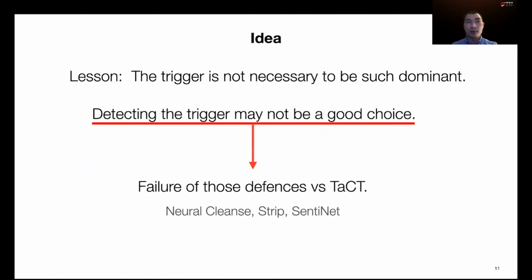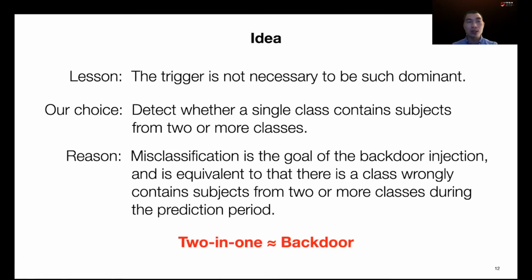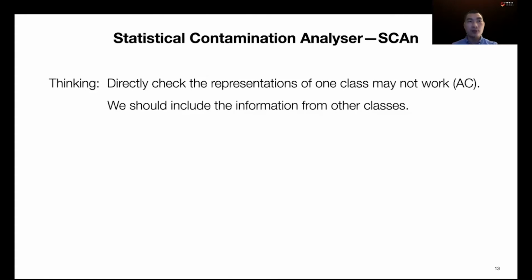We think: what is the fundamental characteristic that backdoor attacks have and that will not change among various attacking methods? Our answer is the goal of the backdoor attacks. The purpose of adversaries launching a backdoor attack is to mislead the neural network to misclassify their manipulated inputs as what they desire, which results in subjects from two or more classes being in the target class during prediction time, what we call the 2-in-1 property. Based on the idea of checking the 2-in-1 property, we propose our new defense, the Statistical Contamination Analyzer.